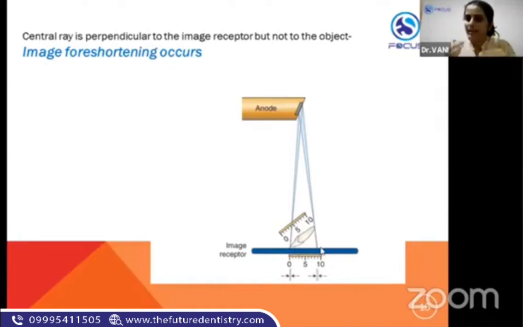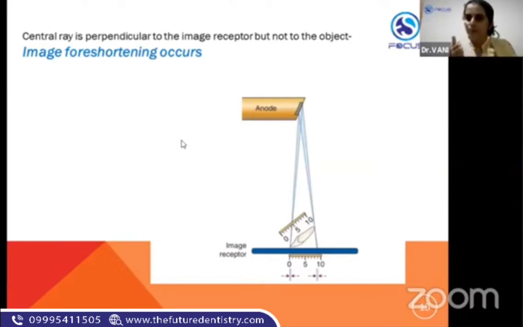So to avoid image shape distortion, the central ray should be perpendicular to both the object as well as the receptor. And also the receptor should be placed parallel to the long axis of the tooth. So the receptor should be placed parallel to the long axis of the tooth, and the central ray should be perpendicular to both the image receptor as well as the object. See, that's what. How can we correct the error? Yes, see, we are learning all these principles to correct this error only. How can we correct it?